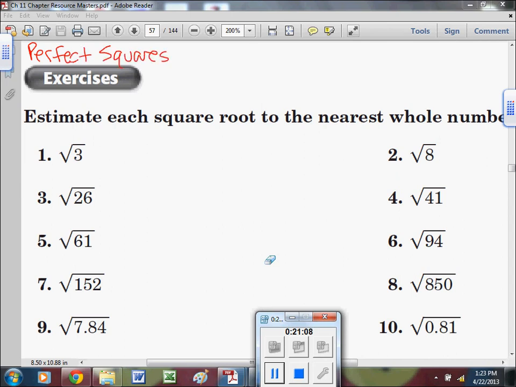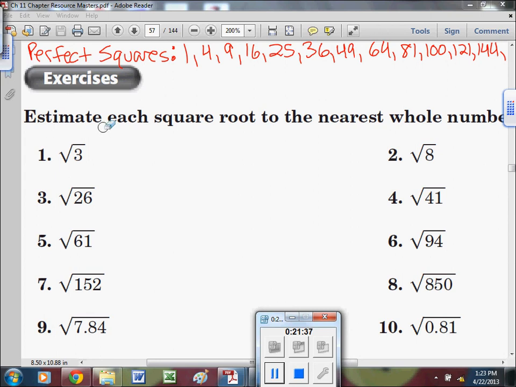Now, our goal is for you to be able to recognize and recall the perfect squares relatively easily, using your times table skills, and just to keep track of them. So 1, 4, 9, 16, 25, 36, 49, 64, 81, 100, 121, 144. I'm running out of room, so I'm going to leave off 169. Okay, so for each of these, when you go through them, we're going to estimate. I'm going to show you what I mean by estimating.